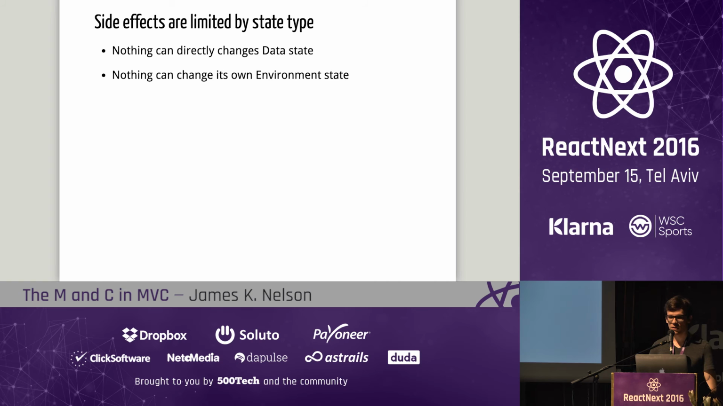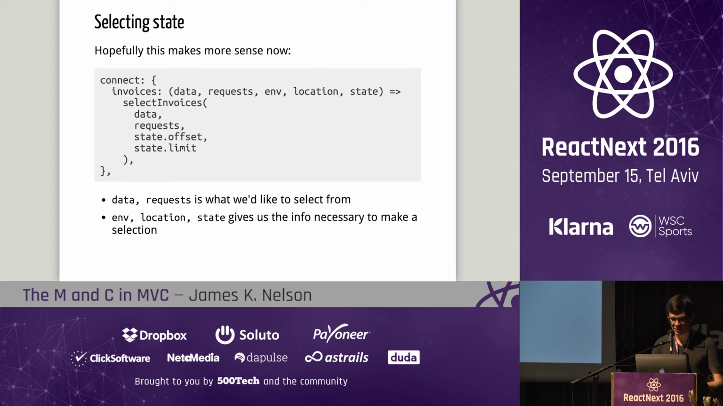Another one is that nothing can change the environment state around it. I think that probably comes out of the fact that I've defined environment state as props and context, because the component obviously can't change its own props and context. But if you define it differently, it still stays the same. The environment is the environment. You can't change the environment unless you think about global warming, but let's not.